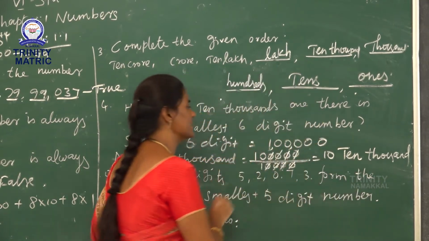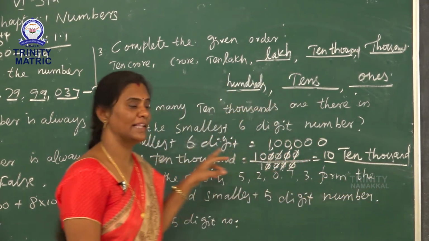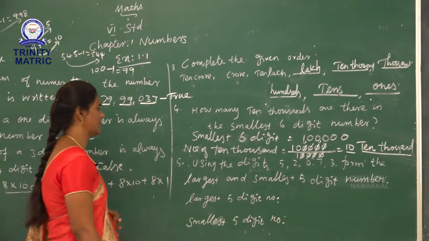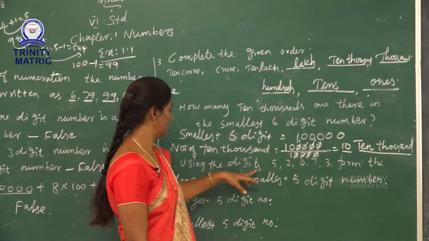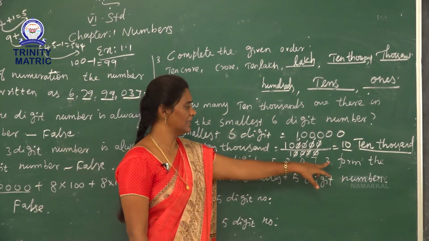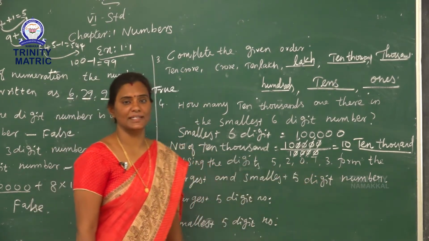The smallest 6-digit number is 100,000. Next, using the digits 5, 2, 0, 7, 3, form the largest and the smallest 5-digit number.